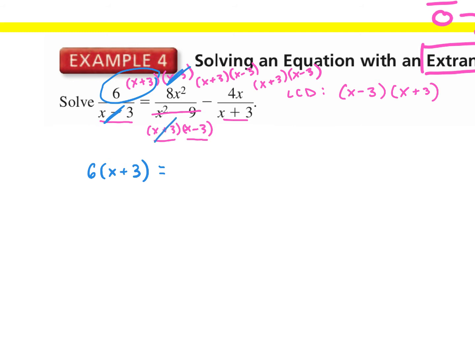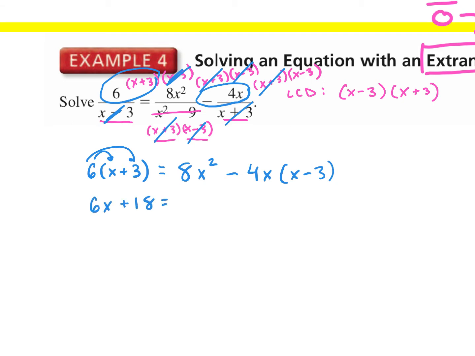Next fraction, we have x plus 3 on the top and x plus 3 on the bottom, and x minus 3 and x minus 3, so we are just left with 8x squared. In our third fraction, we have x plus 3 and x plus 3. Those cancel, so we have negative 4x, don't forget the negative that goes along with it, times x minus 3. So we can distribute the 6 to the x and the 3, so 6x plus 18 is equal to 8x squared. Distribute, so negative 4x squared plus 12x.